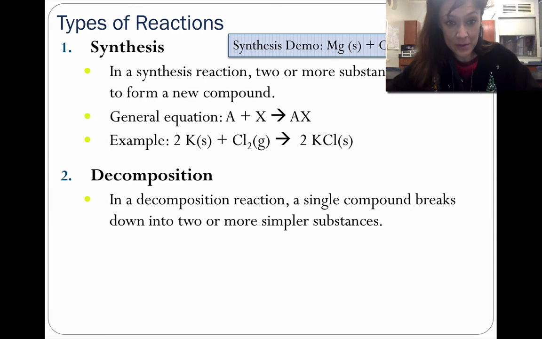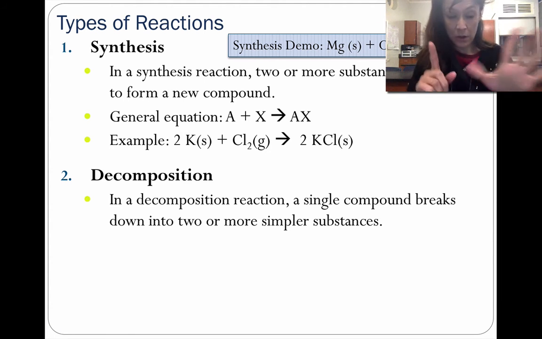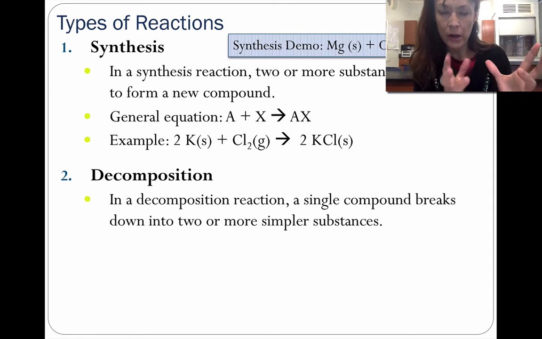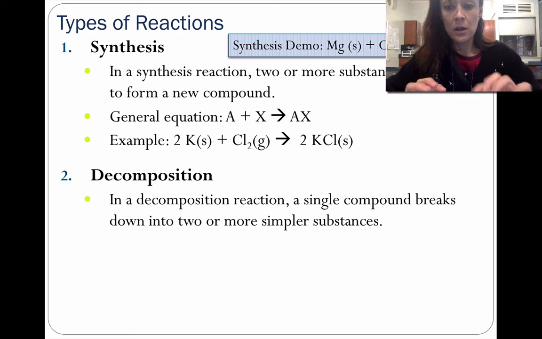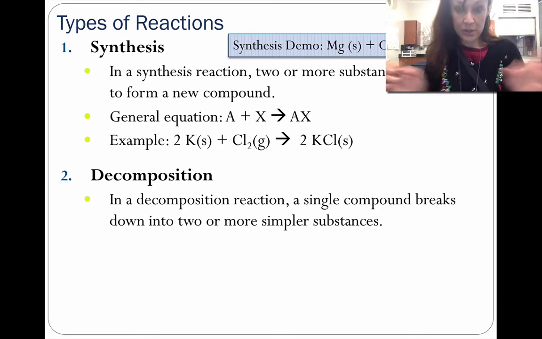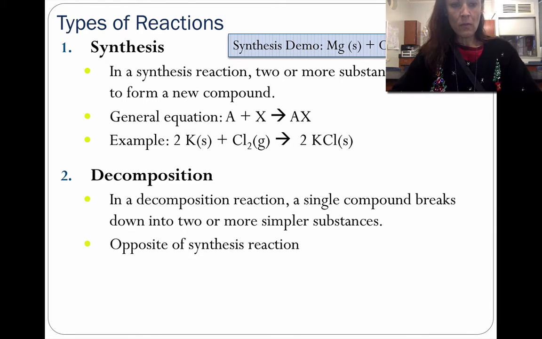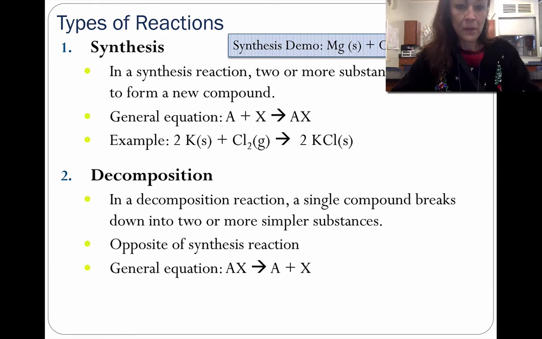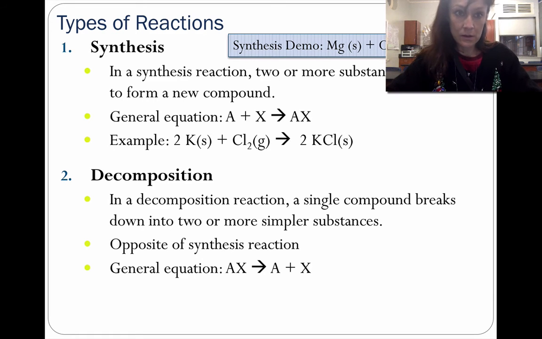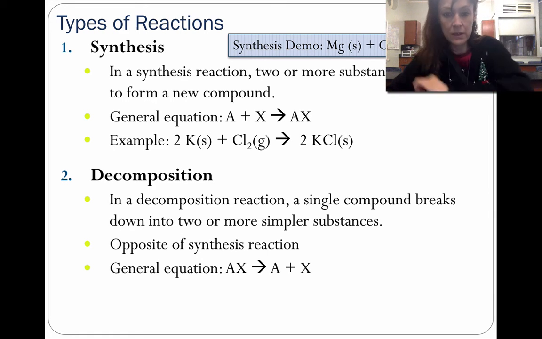So decomposition reaction. You've got one compound that's made up of at least 2 or more different atoms. It breaks down into 2 or more simpler substances. Okay, so decomposition is going to break apart. It's the opposite of synthesis, so it's an uncombination, decombination. General equation is the other way around, right? So AX yields A plus X.